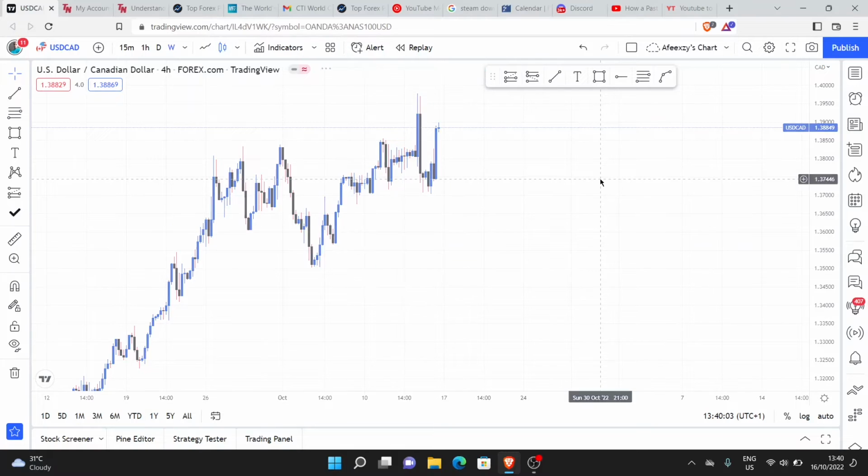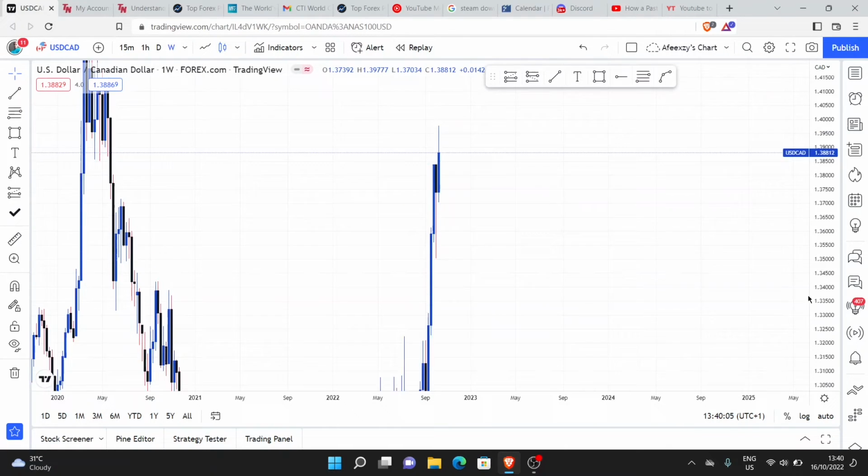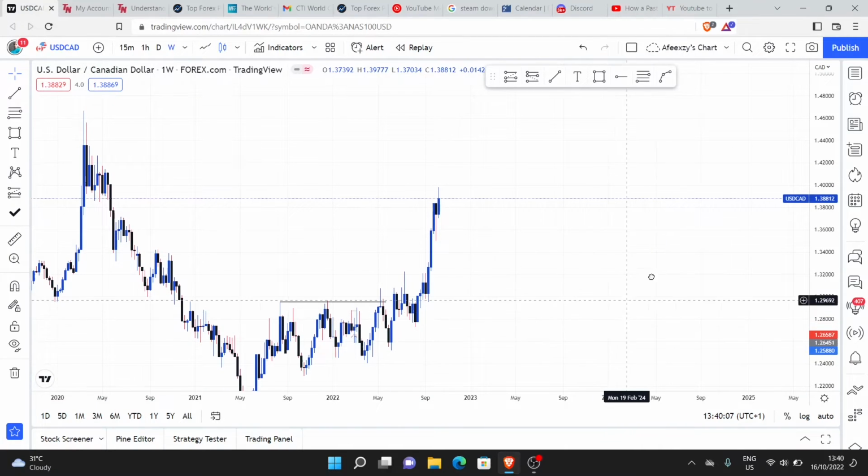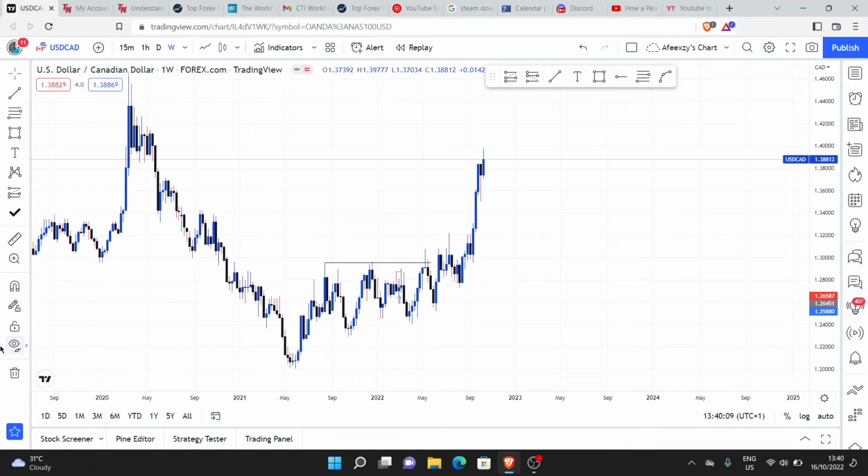On our weekly time frame perspective, you see that USDCAD has started going bullish. Let me clear the chart and make a fresh analysis once and for all. As you can see, at first we were range bound on our weekly time frame, but immediately I started seeing some kind of push.